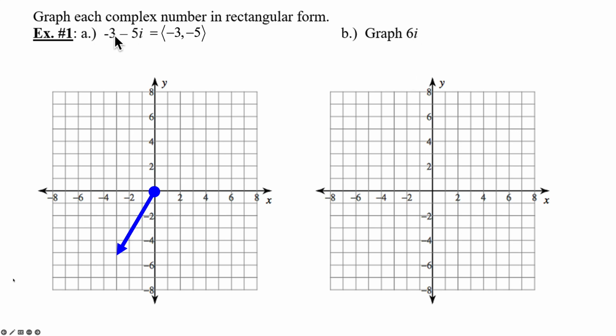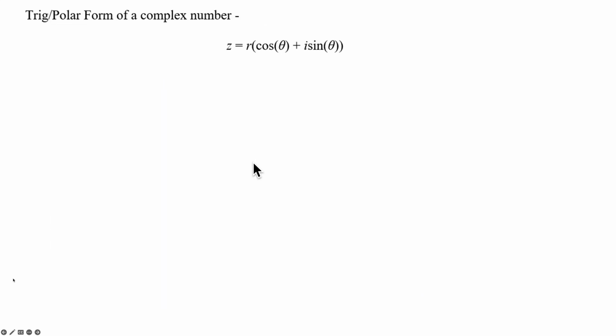Graph 6i. Okay, so technically there's no real number, so that's a 0. So in component form, this is 0 comma 6. So start at the origin, 0. We'll go up 6. There's my vector. And now again, we have an imaginary number graphed in our xy coordinate plane, so we can apply trigonometry to it.